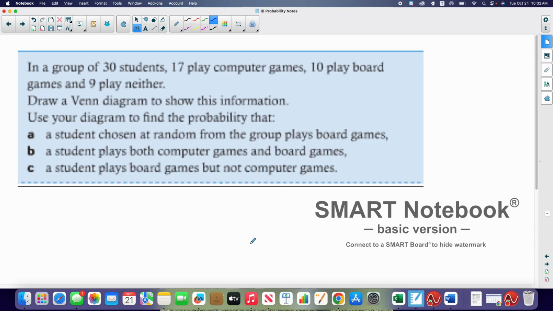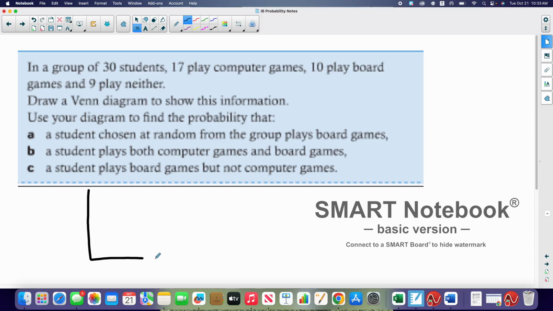All right, so we have 30 students, and we surveyed them, and 17 like to play computer games, 10 of them like to play board games, 9 of them don't play either. It asks us to draw a Venn diagram to show this information, okay? So I'm going to draw me a Venn diagram.